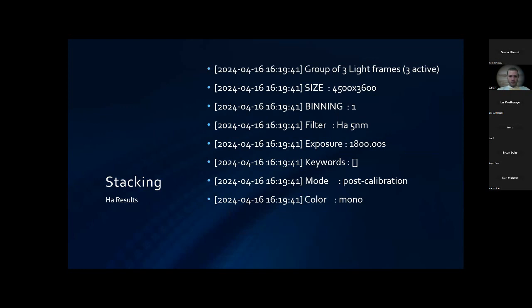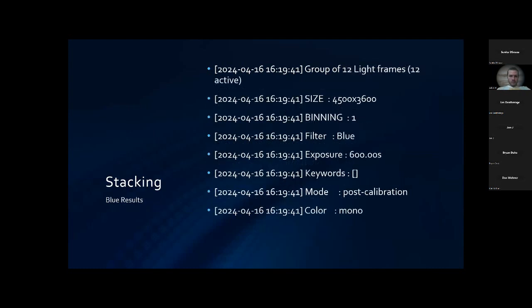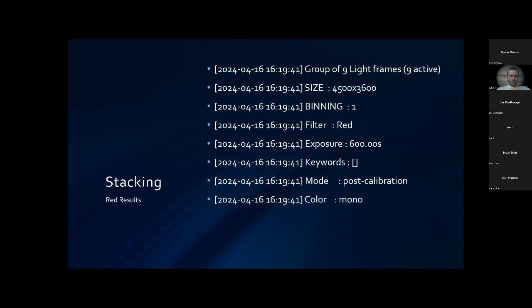So the stacking HA results: he had 3 light frames, and then it just goes through. So it's 3 frames, 3 active. If you remember the counts at the front, we only had 3 frames. With luminance, we had 8 and 8. With blue results, there's 12 frames, and I got 12 active. Green was 12 and 12. And red, I had 9 out of 12. So 3 frames got rejected.